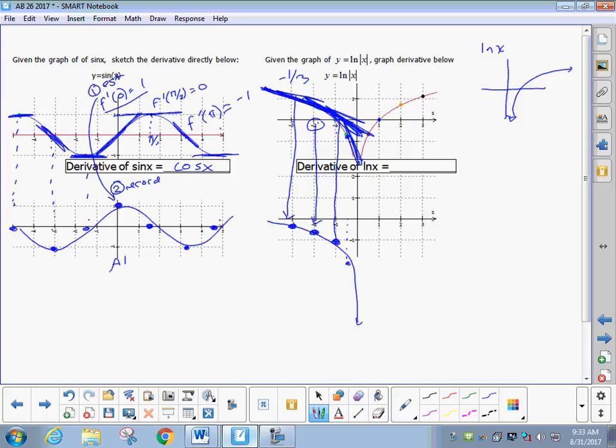Draw a smooth curve. Now do it on this side. Draw a sketch, estimate the number of that slope, record it. Connect the dots.